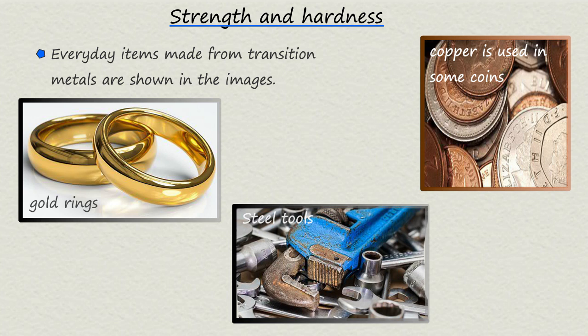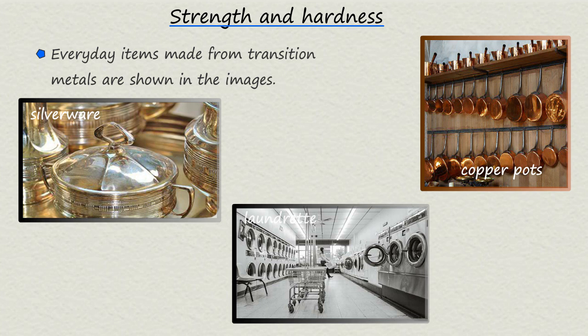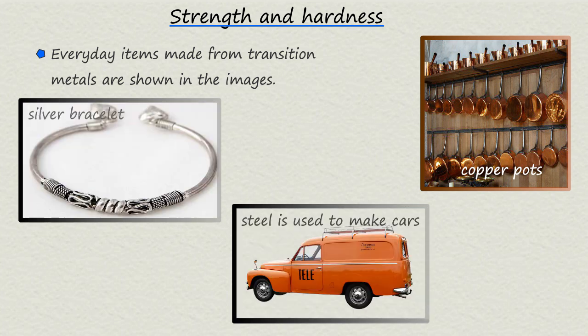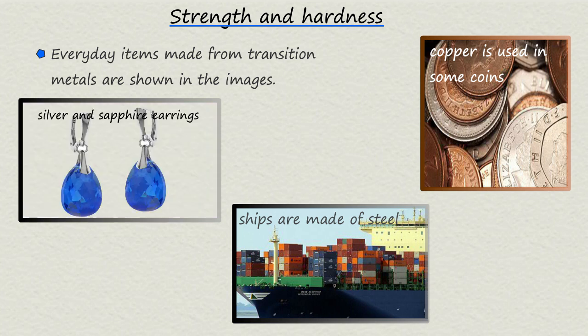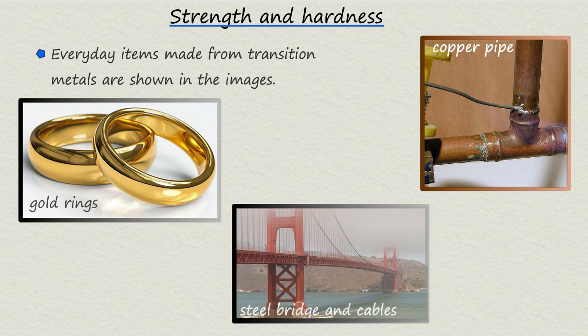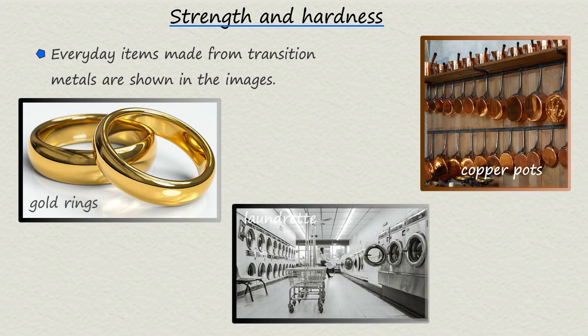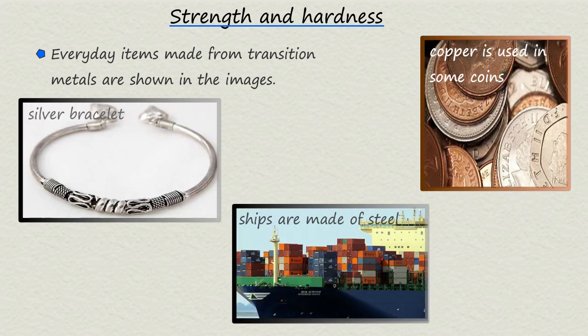Steel is an alloy of the transition metal iron, and some alloy steels also contain the transition metals chromium, vanadium, manganese, and nickel. Steel is an important construction and engineering material and can be used to make a wide variety of items such as tools, ships, bridges, cars, washing machines, screws, nails, and cutlery, to name but a few.